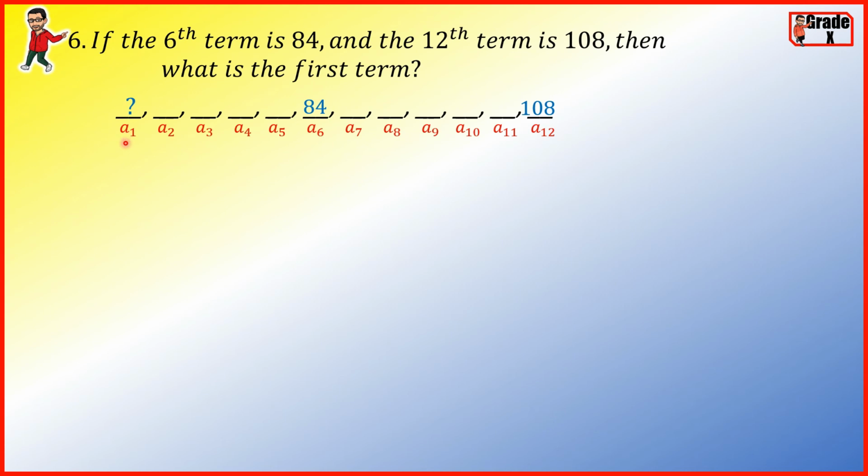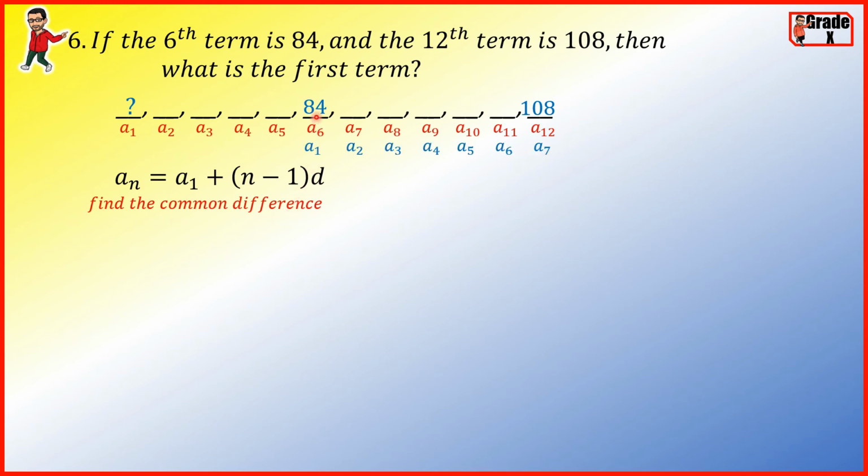So gamitin natin yung ating formula para makita natin kung ano-ano yung mga given values. So meron tayo ritong a sub n, yung last term, which is 108. A sub 1 is unknown. N is the number of terms, so meron tayong value. Then d, wala tayong value ng d. So makikita nyo rito, meron tayong dalawang unknown. Yung common difference, saka first term. So ang unang gagawin natin dito ay kunin natin yung common difference. So, assume natin na yung 84 ay first term. Then, yung 108 ay seventh term.